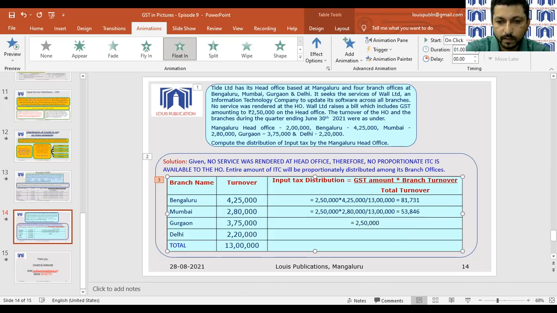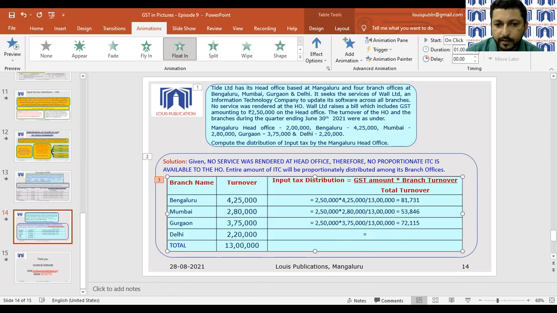Let's go through the process. 2,50,000 into the turnover of Gurgaon, 3,75,000, divided by 13 lakh. That will be equal to 72,115. Let's take the fourth example.